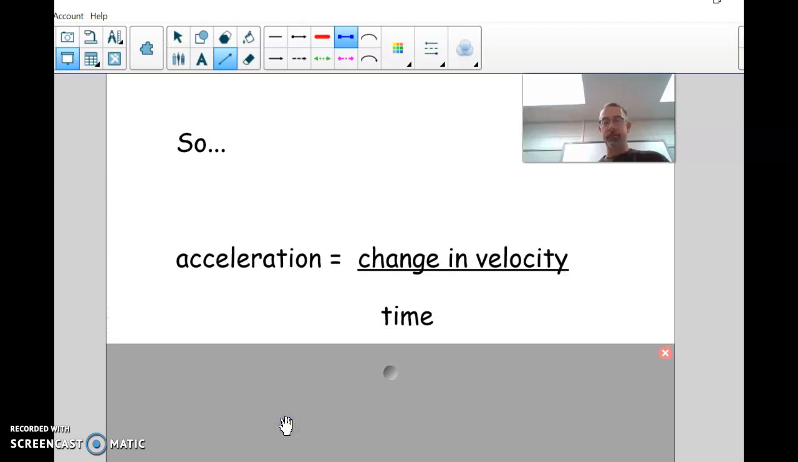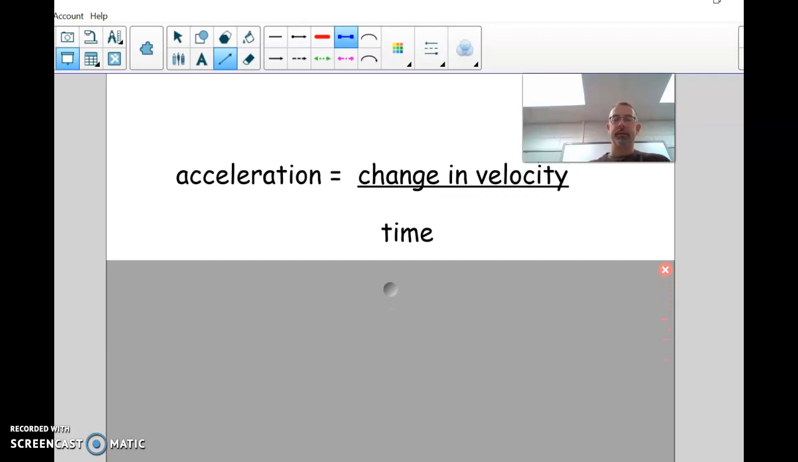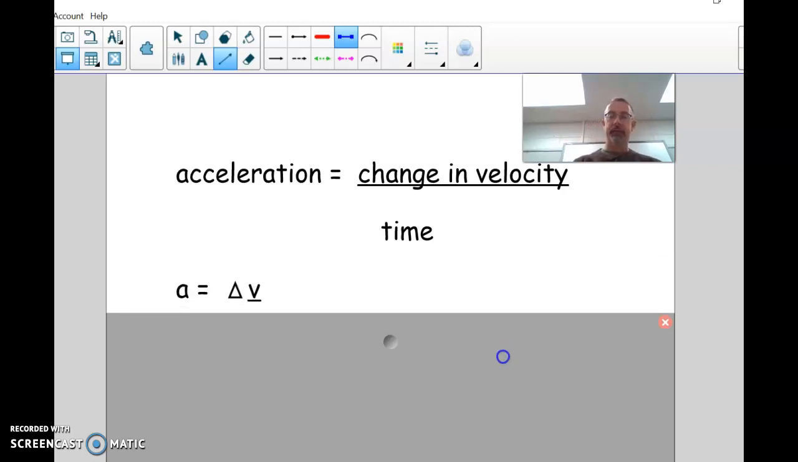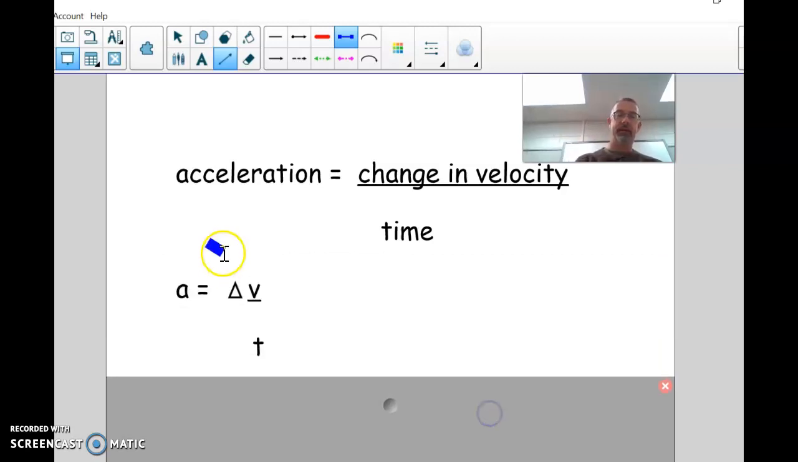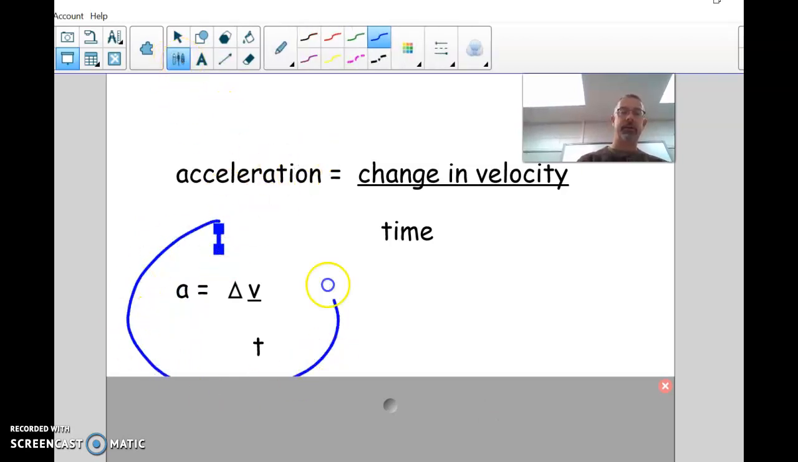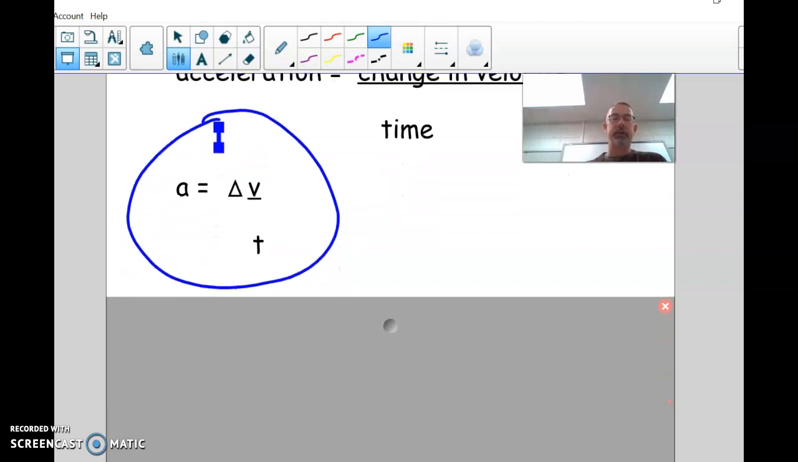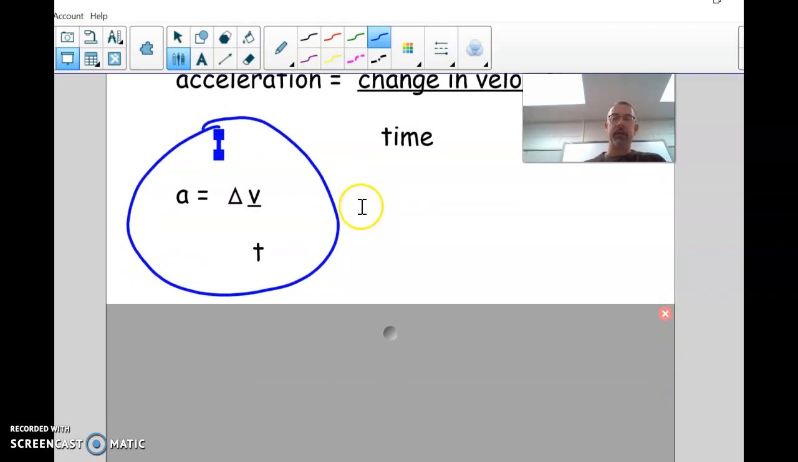So here's our basic equation that you should be putting in your notes. Equation is going to be a change in velocity over time. We can shorthand that and simply say that acceleration is delta v over t. This delta is just kind of a Greek fancy way of saying that it's a change in velocity over time. So this is going to be a key equation for us to use.